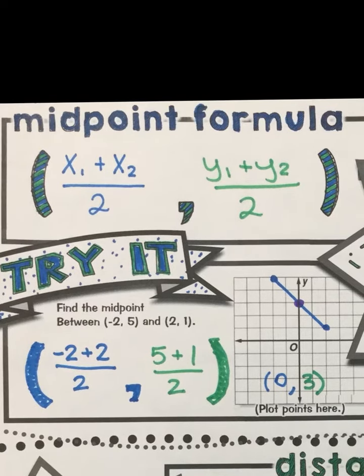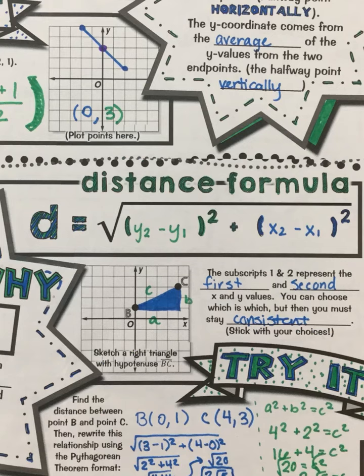So on the you try it, find the midpoint between (-2, 5) and (2, 1). You can see here that I plotted these 2 points, we'll say A and B there, okay? And then if I want to find the midpoint between those two, I would take the average of my x values and the average of my y values, and then I would get (0, 3).